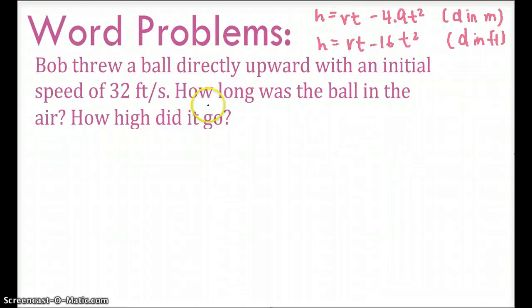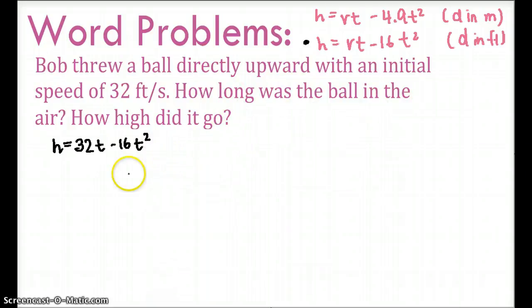So here it says Bob threw a ball directly upward with an initial speed of 32 feet per second. Since this is in feet, we're going to use the second equation right here. The initial speed is 32 feet per second, so I'm just going to substitute 32 for v. So we get h equals 32t minus 16t squared. This is the equation we've got.